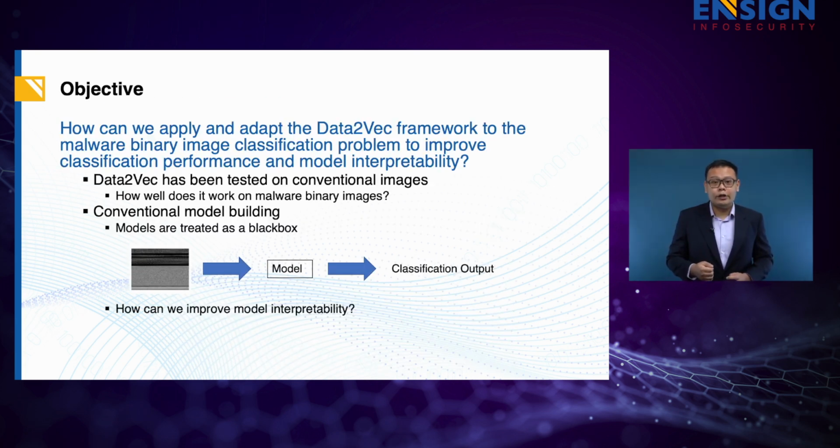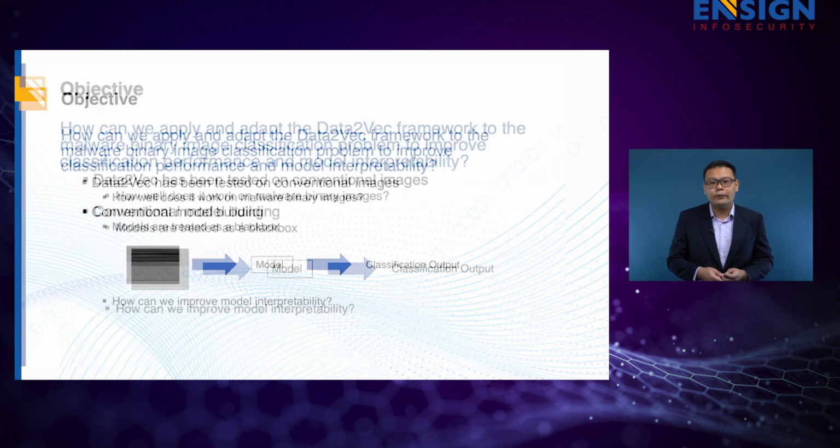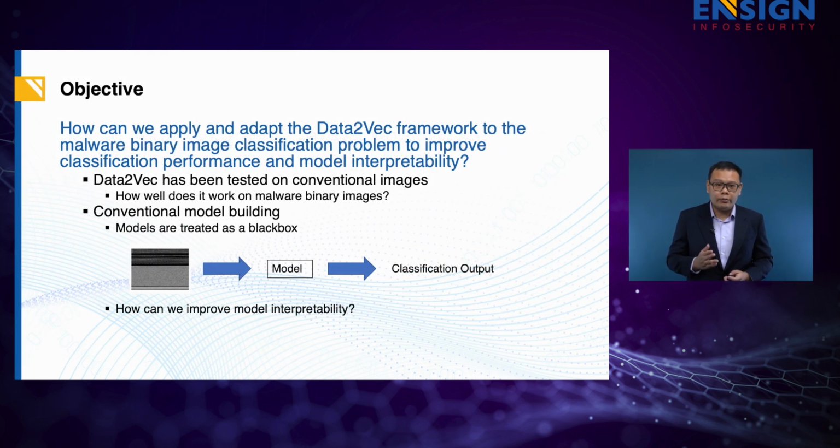Having reviewed the literature, we would like to answer two questions. First, Data2Vec has been well tested on conventional images with clear, distinct object-based features. Does it work well on malware binary images that are quite different from the objects we see in the real world? Secondly, conventional deep neural network models operate like a black box. Can we improve the model interpretability?